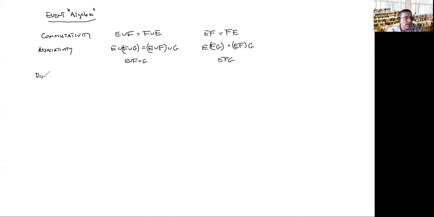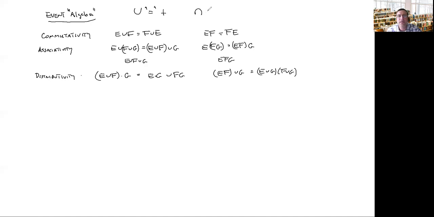We also have distributivity. Distributivity is the statement that if we take, for example, E union F and then intersect with G, that's E intersect G union F intersect G. And there's something similar that goes on when you take E intersect F and take the union with G. That's E union G intersect F union G. So what these examples show is that union is somehow like, I'll put in quotes, addition, and intersection is something like multiplication of ordinary numbers.